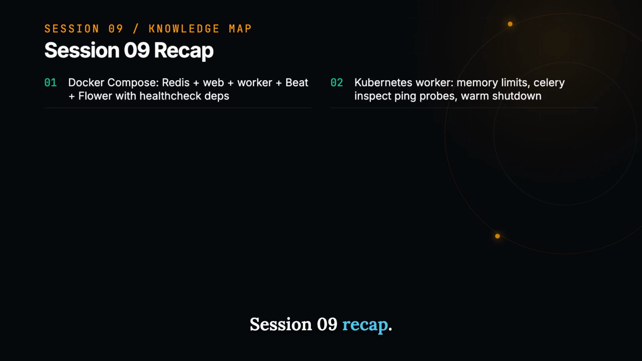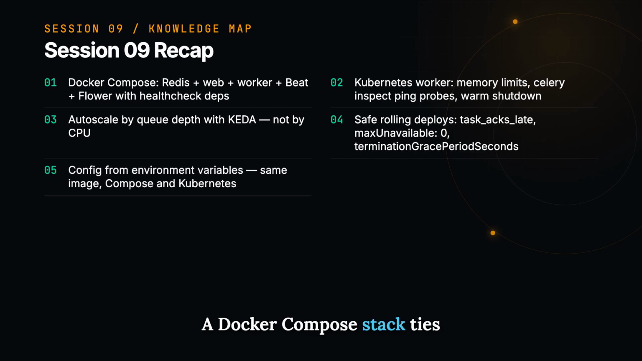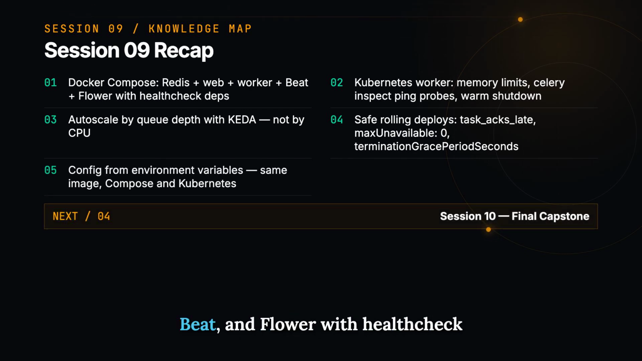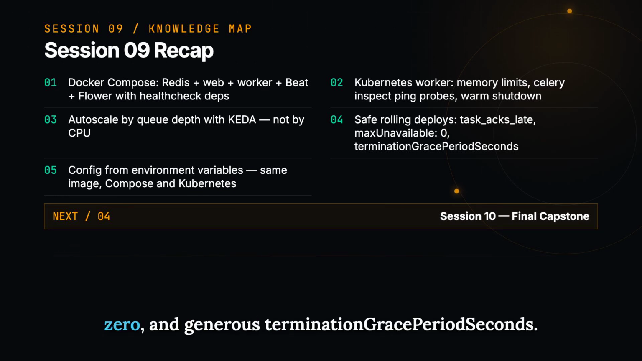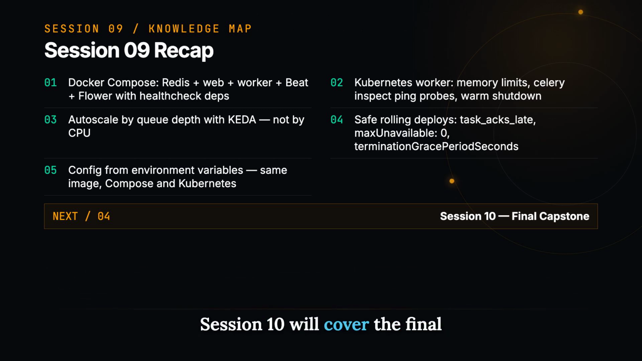Session 09 Recap. A Docker Compose stack ties together Redis, Web, Worker, Beat, and Flower with health check dependencies and environment variable configuration. Kubernetes worker deployments need memory limits, Celery inspect ping probes, and a termination grace period that exceeds the longest task. Autoscale by queue depth with KEDA, not by CPU. Safe rolling deploys combine task_acks_late, maxUnavailable 0, and generous terminationGracePeriodSeconds. Session 10 will cover the final capstone project integrating everything we have learned.